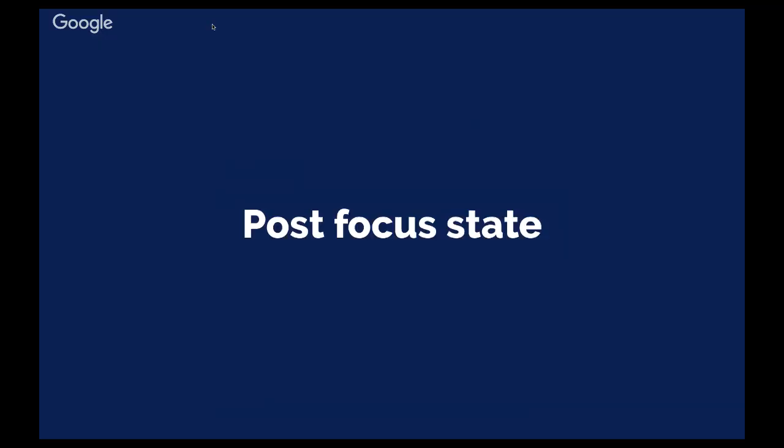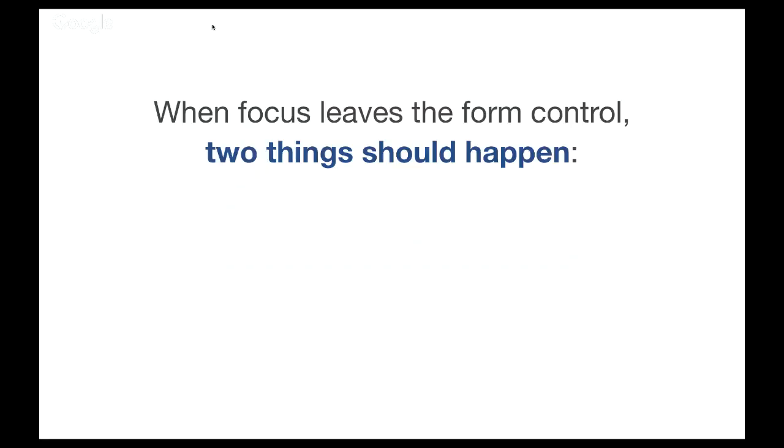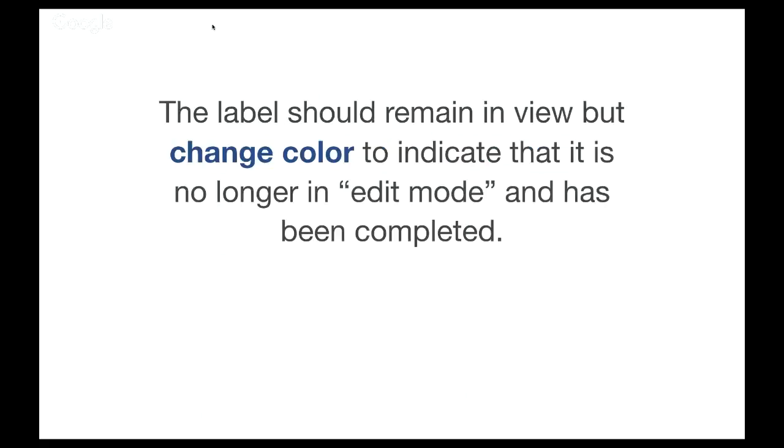Now the next thing we need to talk about is post-focus. That means you've actually filled it in and you've gone down to the next element if you're tabbing, or you've clicked out of it with the mouse. So when the focus leaves the form control, 2 things need to happen. The label should remain but change color to indicate that it's no longer in edit mode and it's been completed.